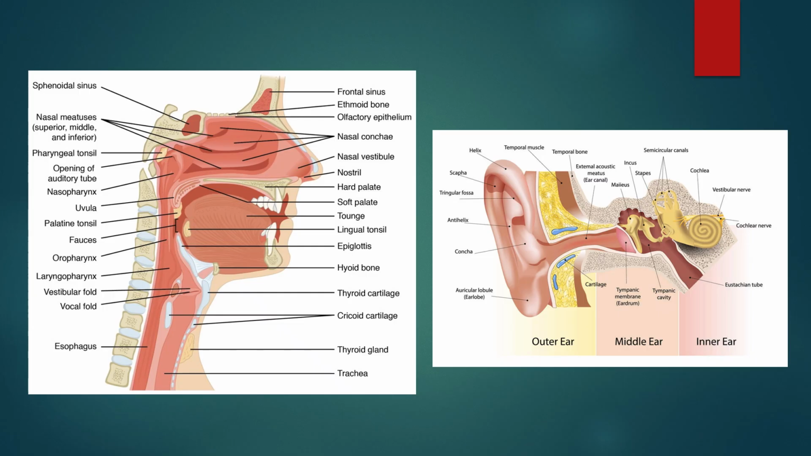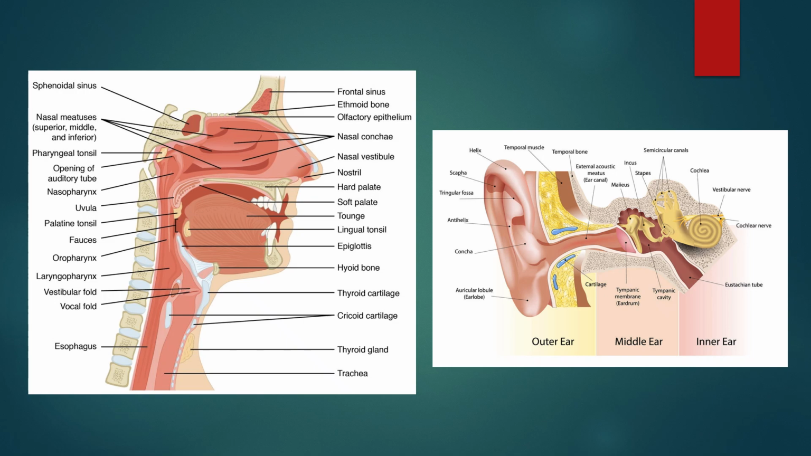Key structures here include the nasal cavity and sinuses, the nasal conchae and the meatus, the nasopharynx, the oropharynx, and the laryngopharynx. We have the hard and soft palate, the uvula, the tonsillar tissue, the tongue, epiglottis, vocal folds. From a histology perspective, this region is fascinating because it contains multiple epithelial types packed into a very small space.